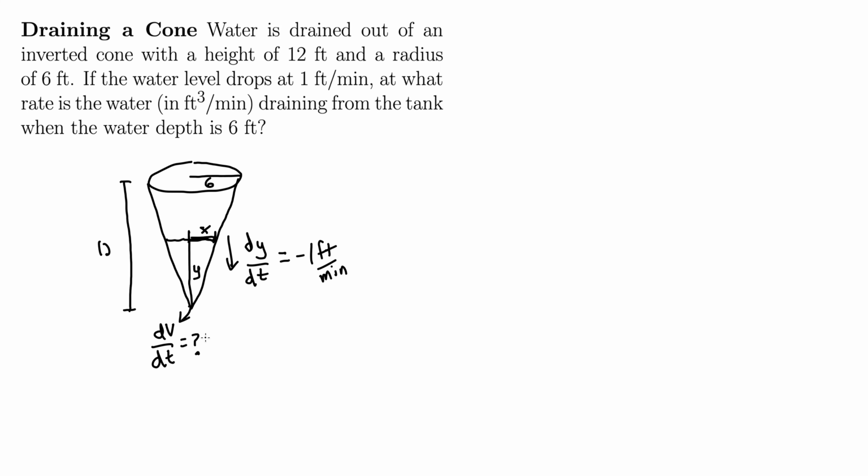Although it wouldn't be the end of the world in this example if you didn't include that negative, right? So what's going to happen is we'll get a negative dV/dt for an answer saying our volume is decreasing. Well, we already know the volume is decreasing because it's draining. So if you forgot this negative, you would just get a positive dV/dt. It'd be the same number, and you just have to make sure that you say, yeah, the volume's decreasing.